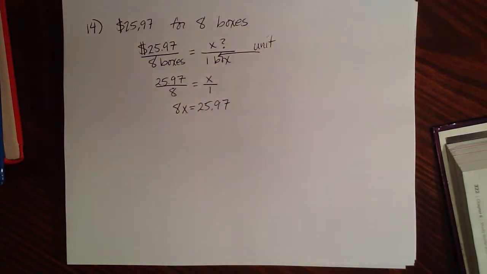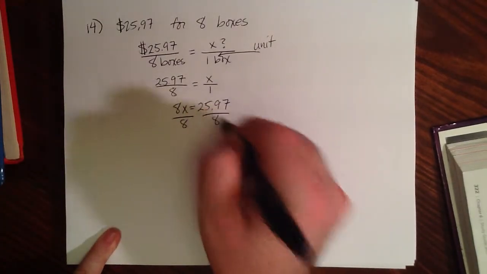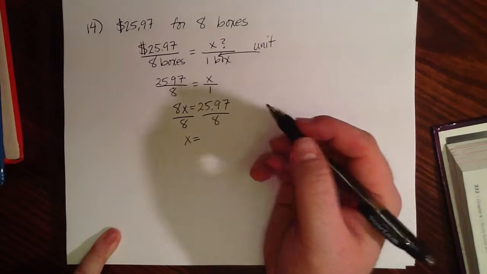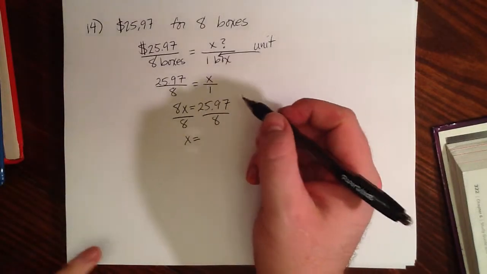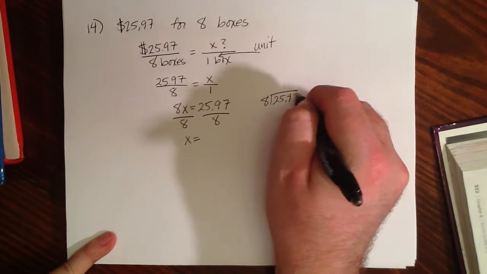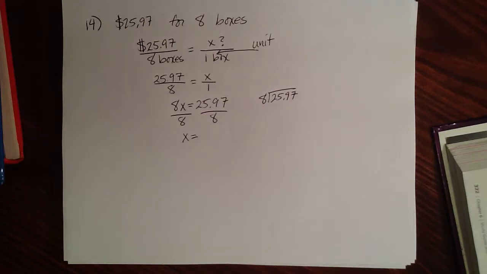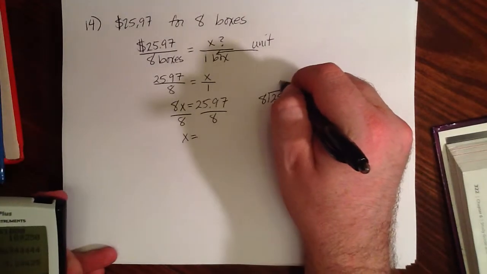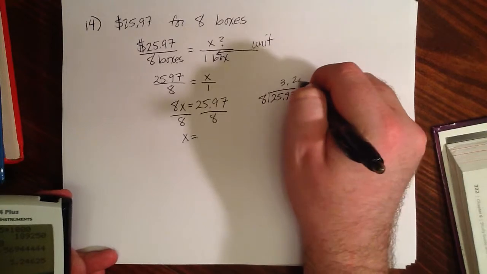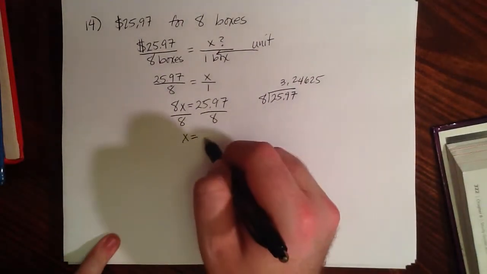Now to solve this, we've got x times 8, and we know that that equals $25.97. So to figure out what x is, we need to divide both sides by 8. And x equals 8 into $25.97, which you do long division, and you will see that this comes out to be 3.24625.